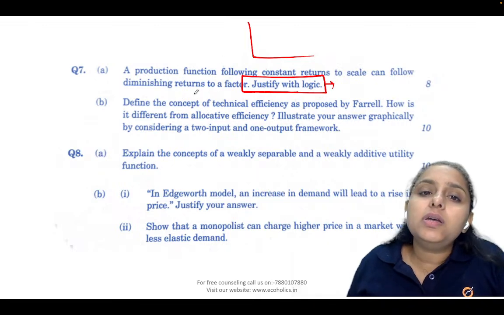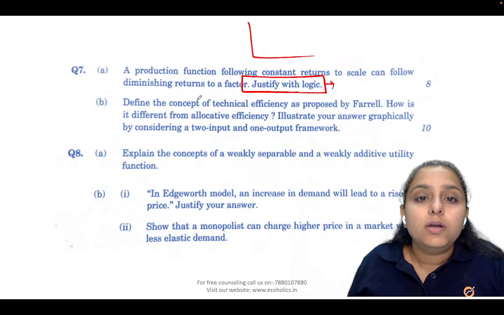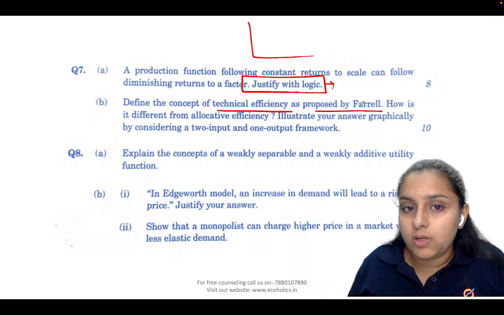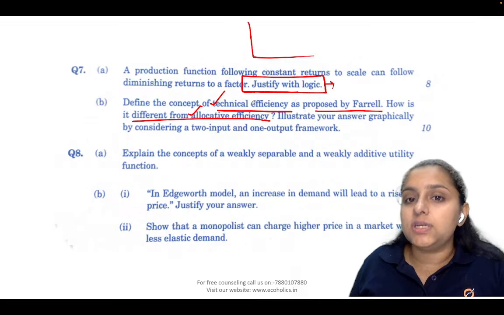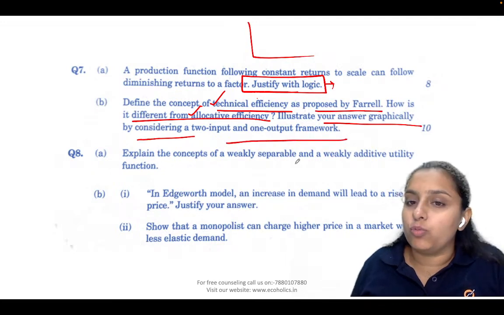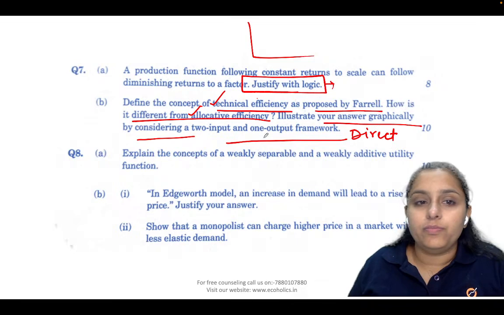Okay. Here again a very direct question, a very static question, that discuss the concept of technical efficiency as proposed by Farrell. How is it different from allocative efficiency? So you have to talk about technical and allocative efficiency, talk about their differences, illustrate your answer graphically by considering two input and one output framework. So again, a very direct question.